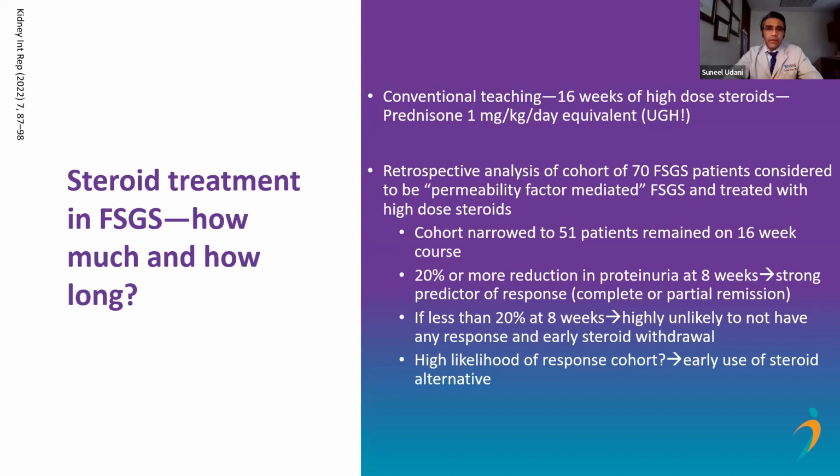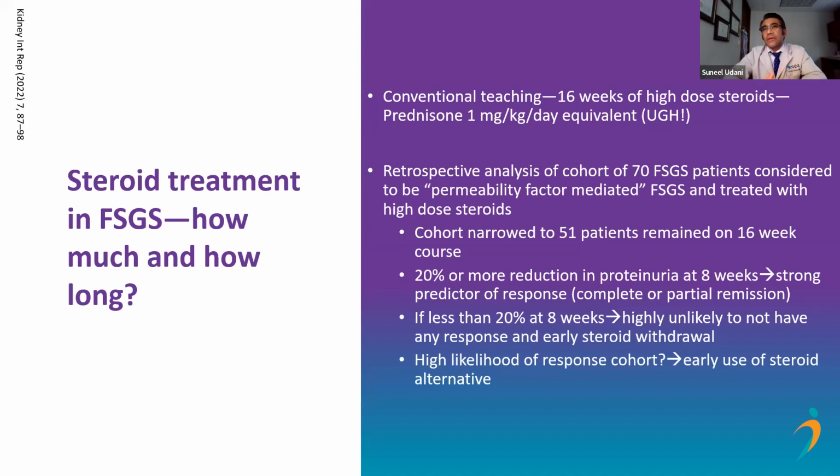There was a more recent study, published just a few months ago, that looked at 70 FSGS patients who were considered to have this permeability factor mediated FSGS and were treated with high dose steroids. They then narrowed the cohort to 51 patients who remained on 16 weeks of therapy. What they saw is that if you had at least a 20% or more reduction in urine protein at 8 weeks, so not the whole remission, but a significant change, you were very likely to ultimately respond. Again, that speaks to this being an immune mediated process. Of course, they were kept on steroids for that whole time.